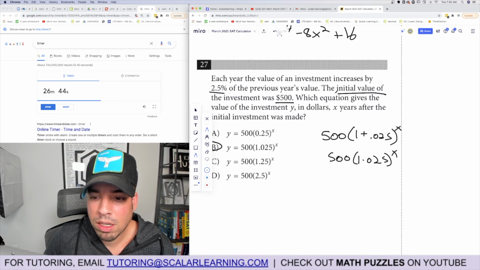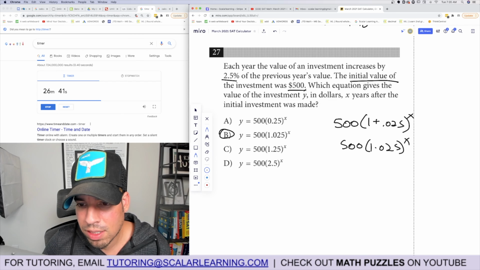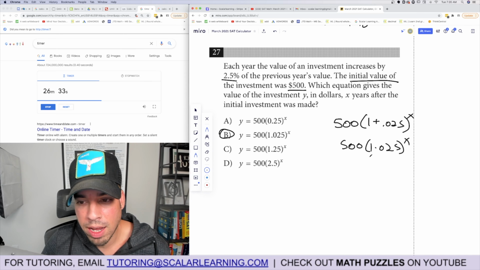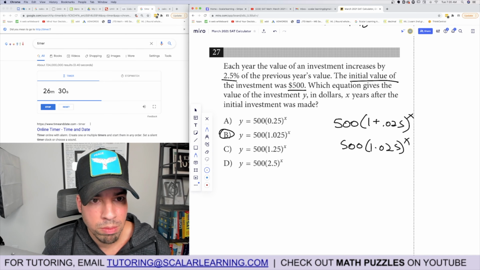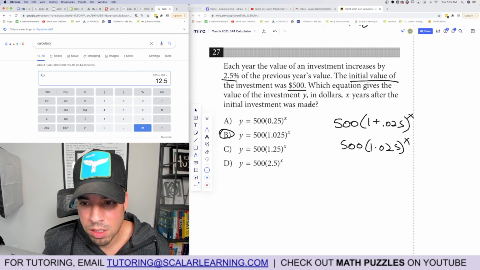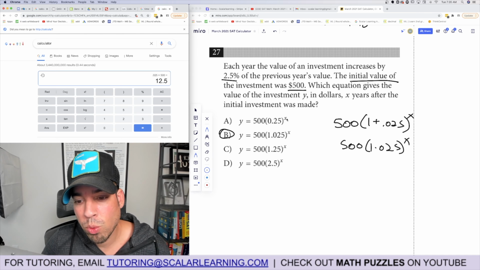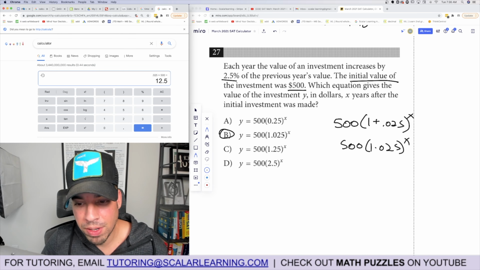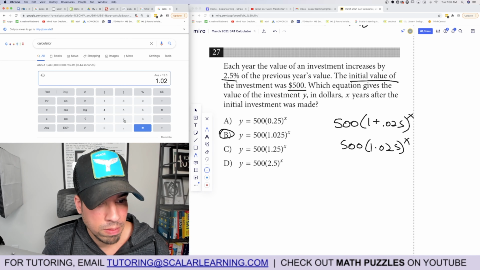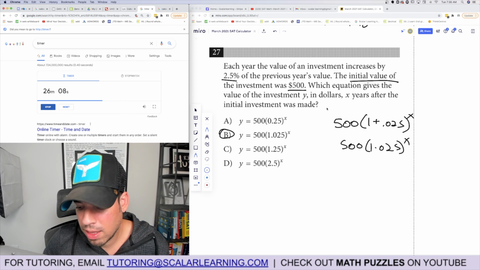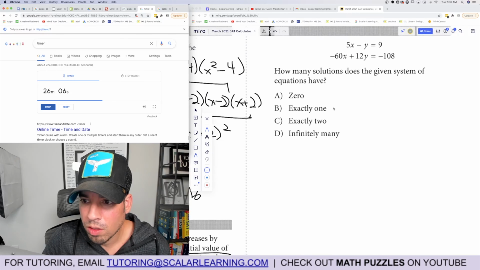Another thing you could do, by the way, I forgot, a great backup method in this case is that you can calculate 2.5% of 500. After the first year, what is 2.5%? I don't need a calculator for this, honestly, that's $12.50. So for which one, when you plug in 1, do you get $512.50? And it's this one. Boom, right? $512.50. So you can verify that way when it comes to these ones.